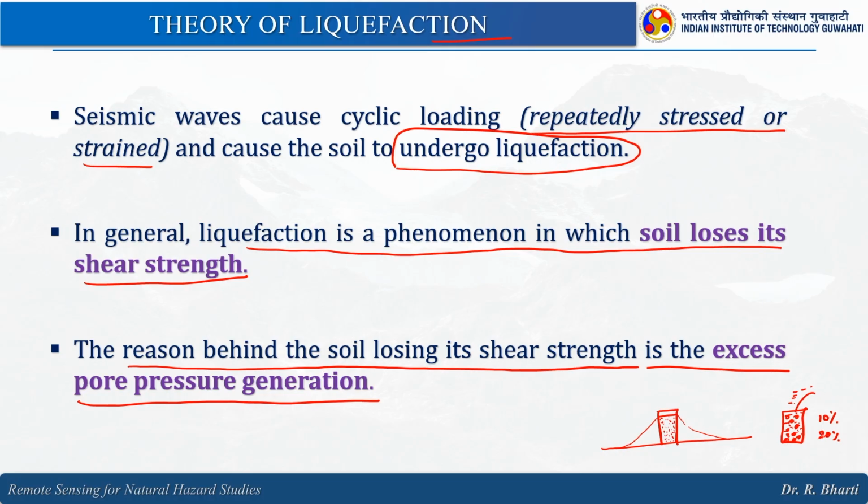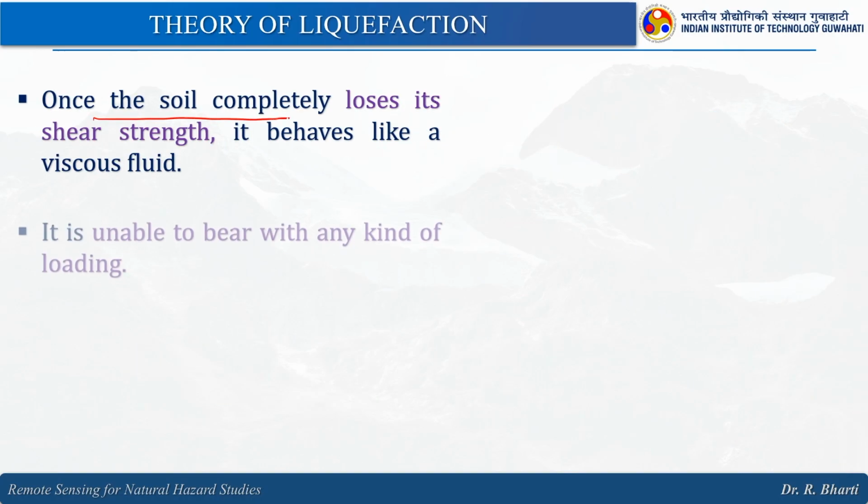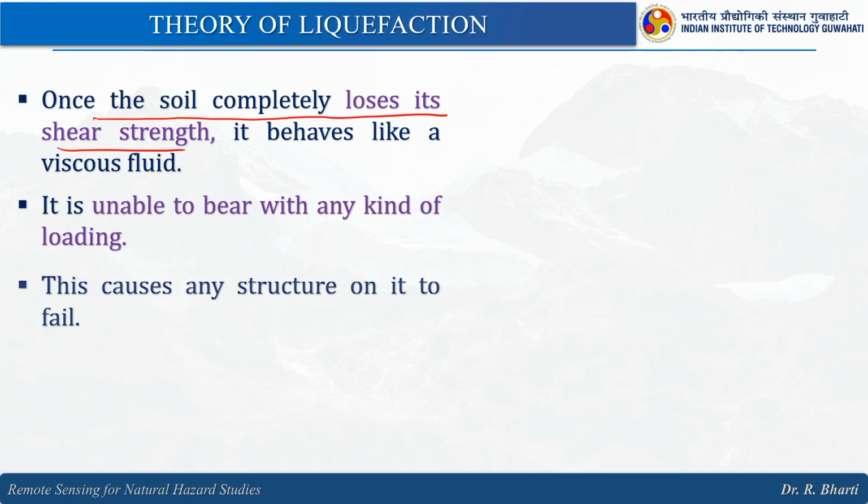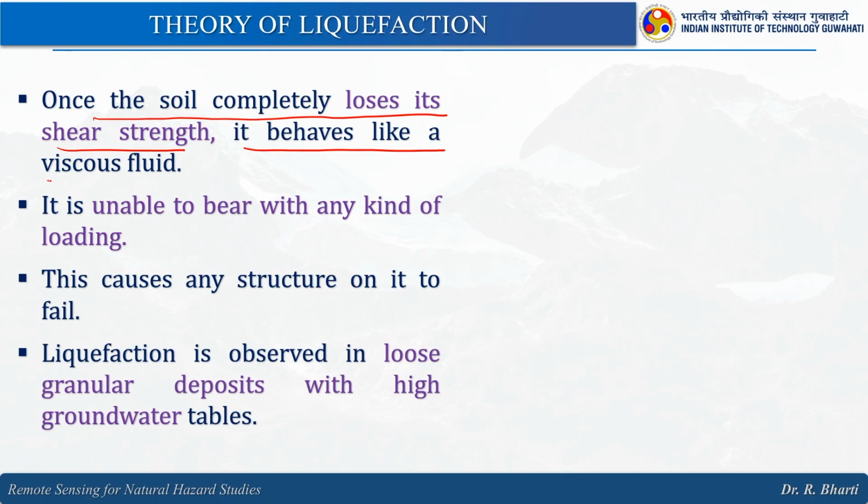Now, you try to put more water here, 30, 40, 50, 60, 70, 80%, and then try to pour it here again. Then what will happen? Immediately it will flow, because this is a cohesionless soil. So, because of this, the soil loses its shear strength due to the excess pore pressure generation. Once the soil completely loses its shear strength, it behaves like a viscous fluid.